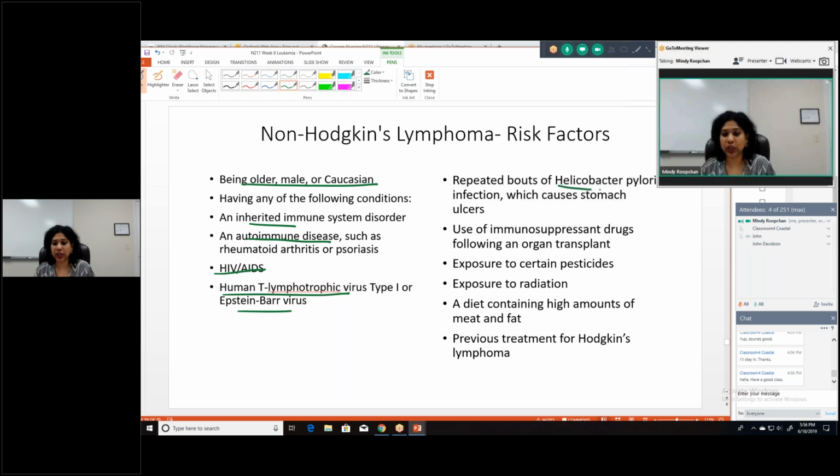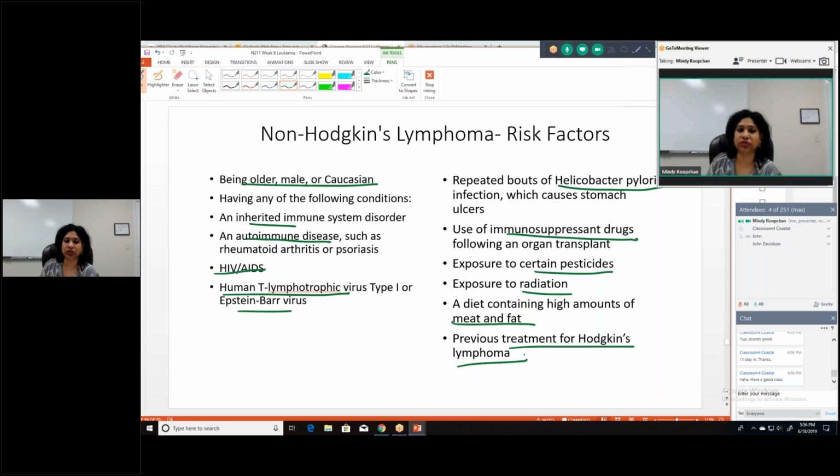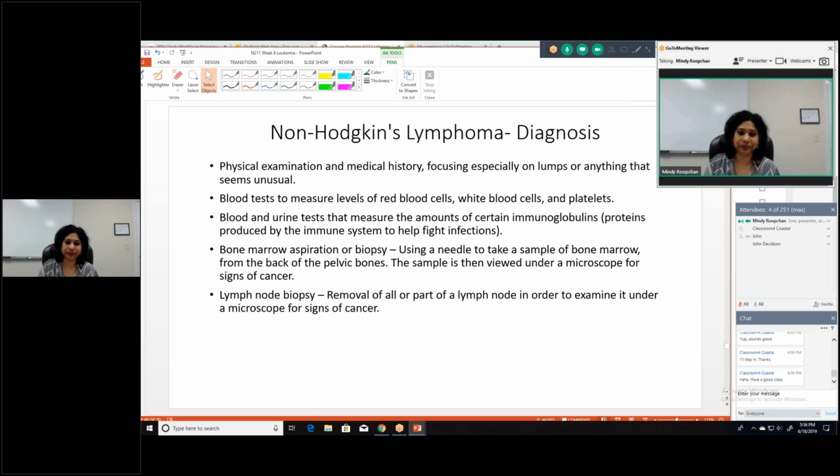We have bouts of Helicobacter pylori, immunosuppressant drugs, pesticide exposure, radiation exposure, a diet with a lot of high meat and fat content, and previous treatment for Hodgkin's lymphoma. These are all risk factors for non-Hodgkin's lymphoma.